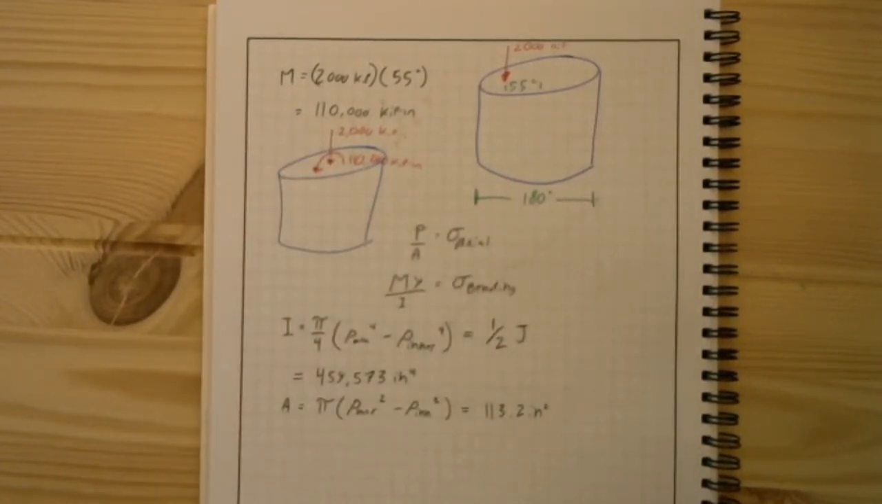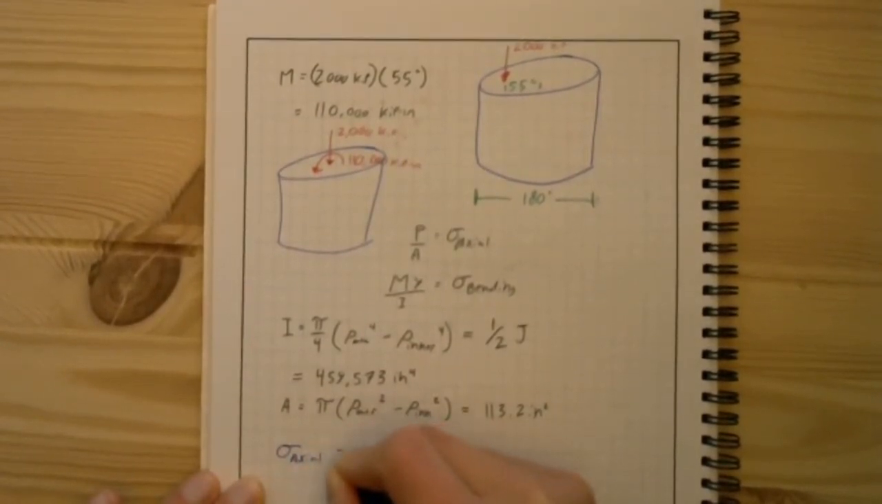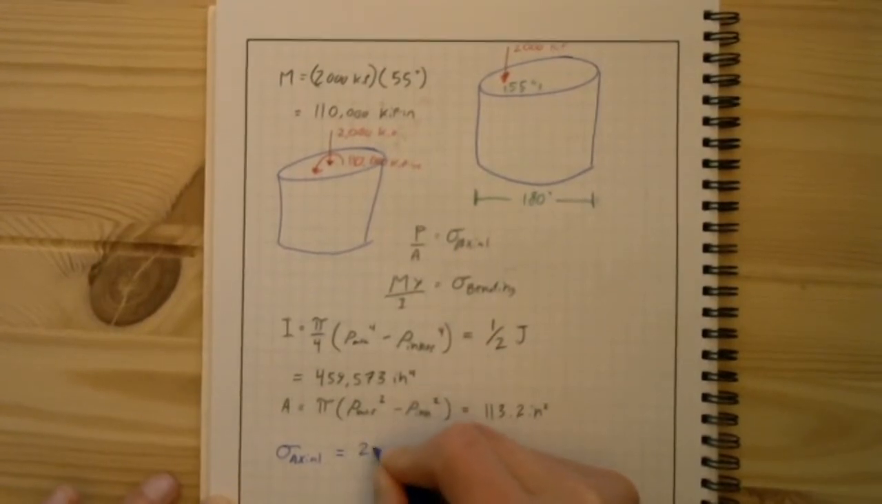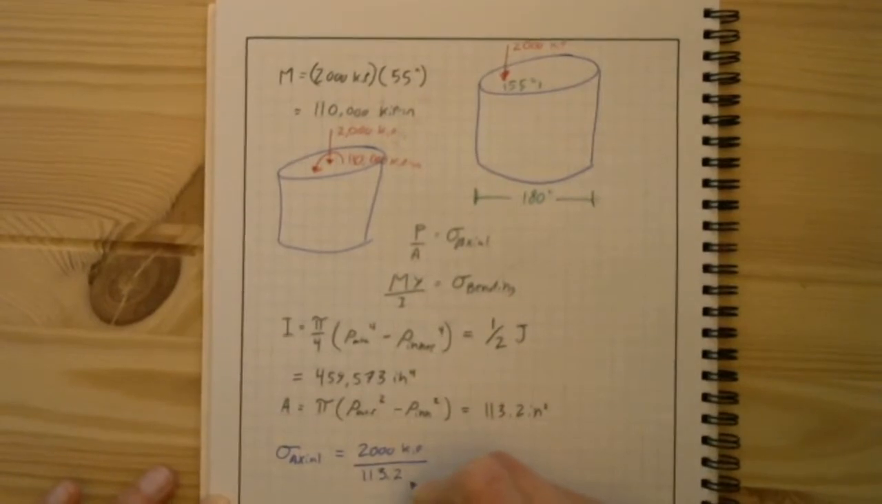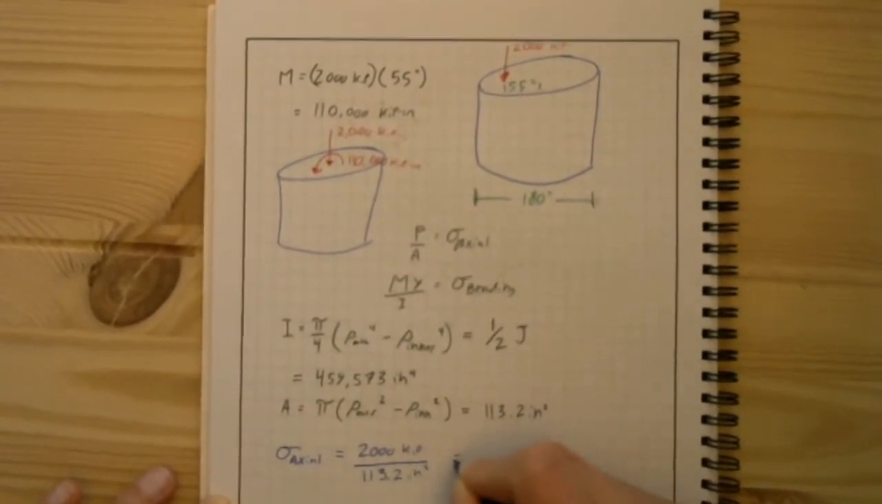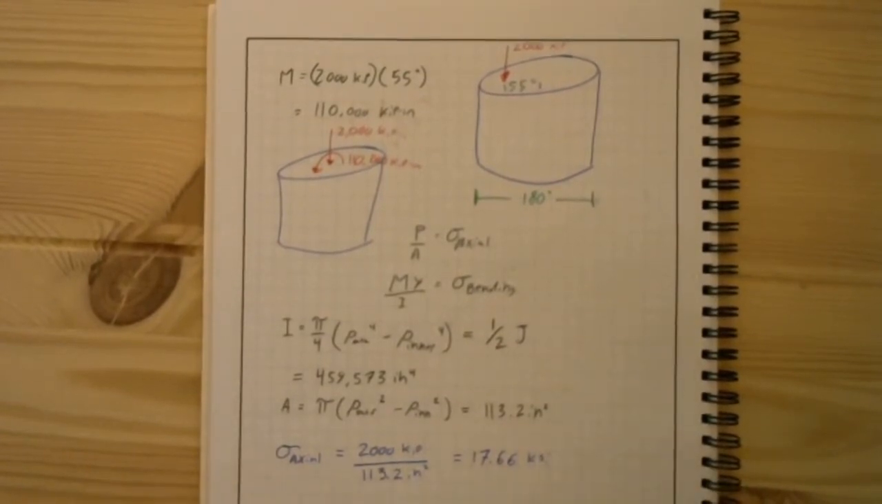So our compressive stress due to axial loads is just going to be 2,000 kips divided by our cross-sectional area right there, which is 113.2 square inches. That gives us 17.66 KSI.